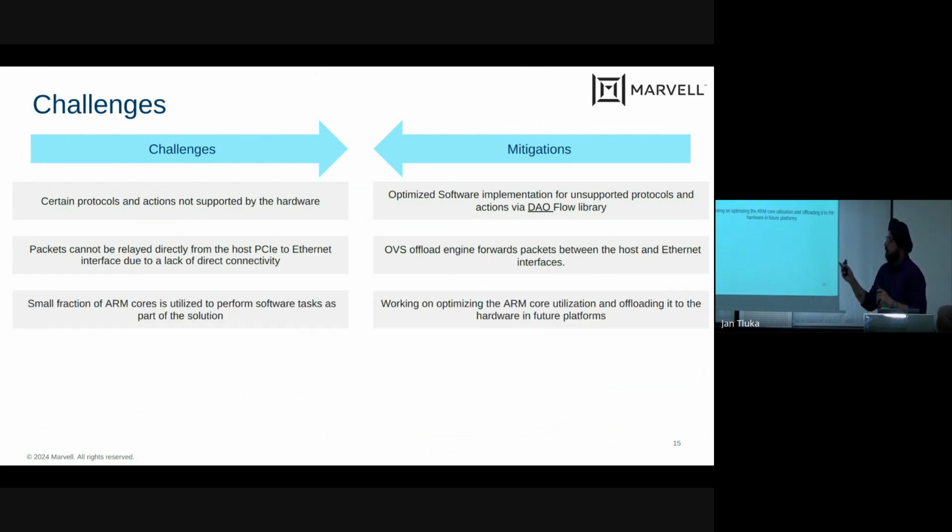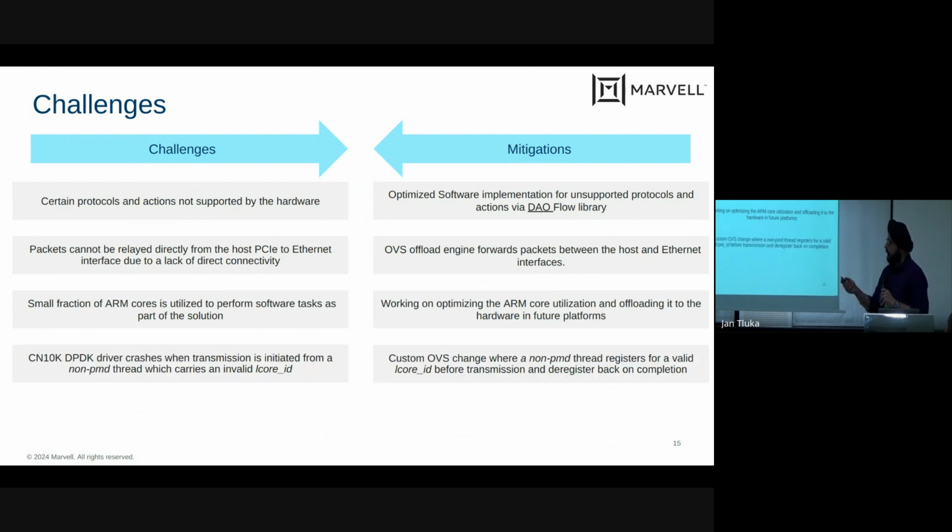So yes, definitely a small fraction of ARM cores is currently being utilized for performing this software task as part of the solution. But we are working to optimize this ARM core utilization and offload everything into the hardware for future platforms.